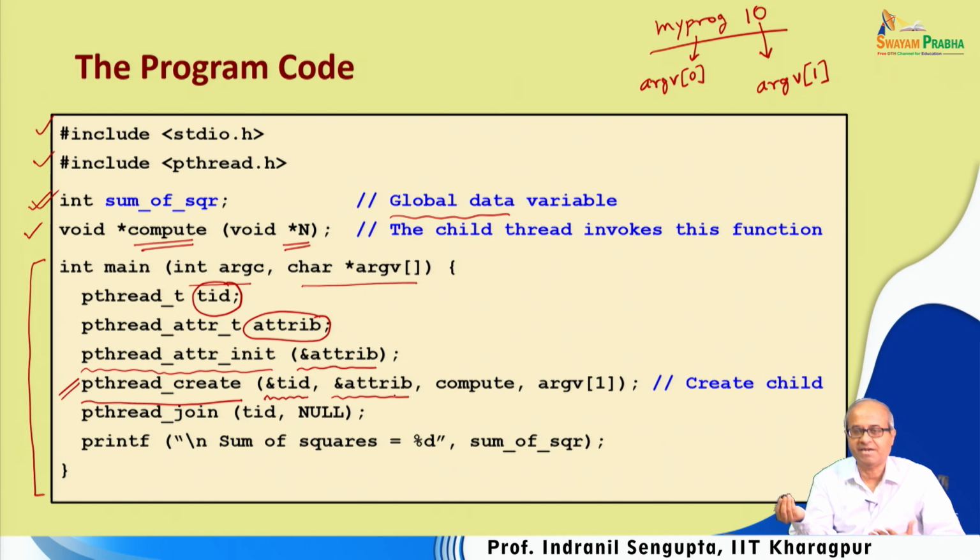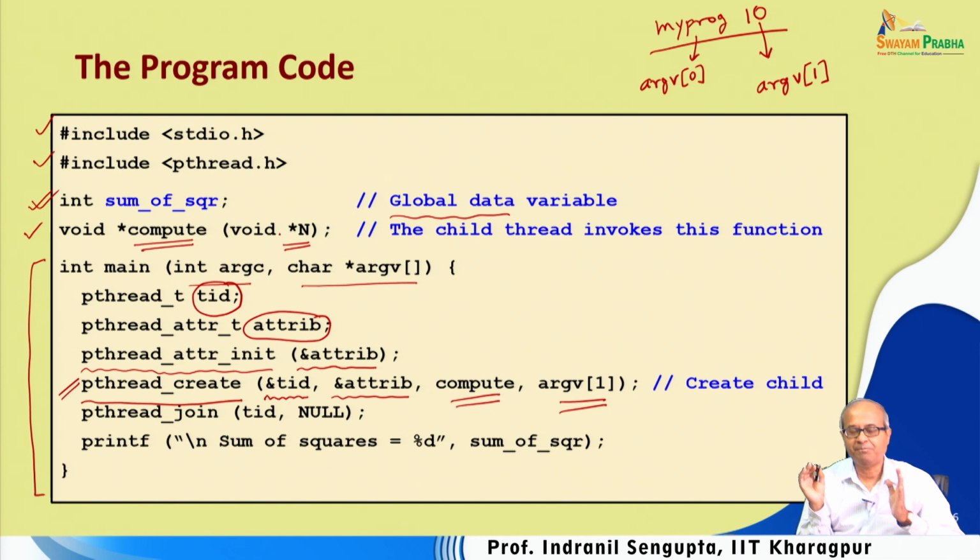And what is this thread? The child thread, I am telling, actually you will have to call a function called compute, and as a parameter you will have to take argv1. So, compute will be the function, and in place of this n, if you give the value 10, that 10 will go as n.